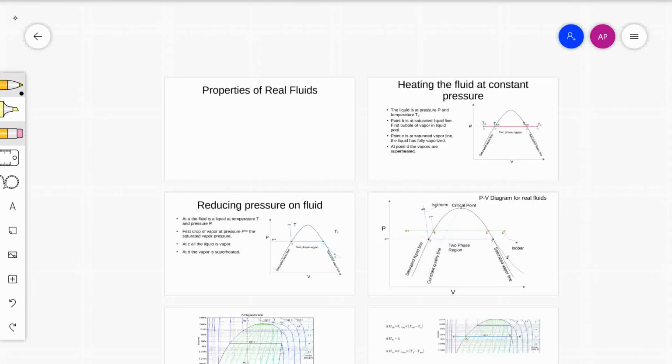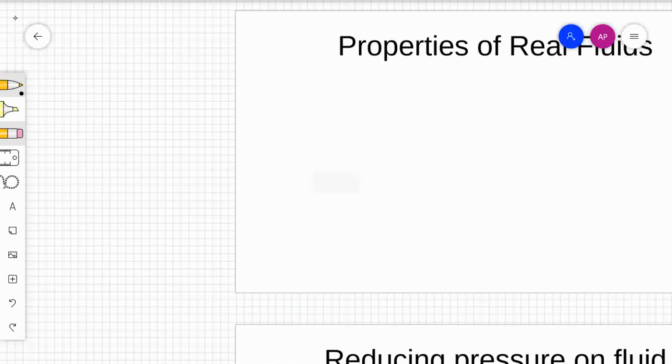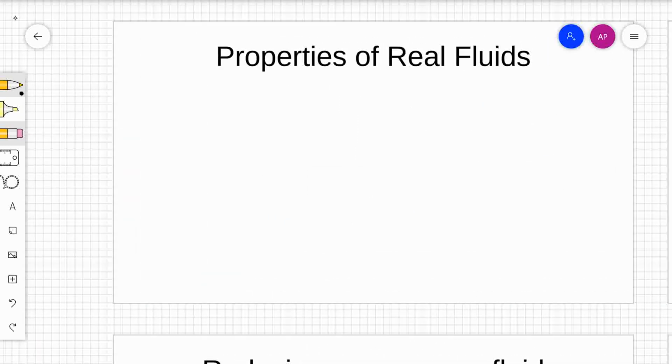Hello, students, and welcome to this lecture on properties of real fluids. Now, here you will try and understand how we represent and how we study the properties of real fluids.